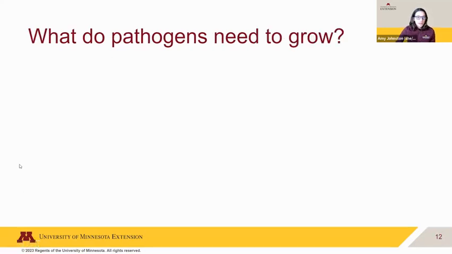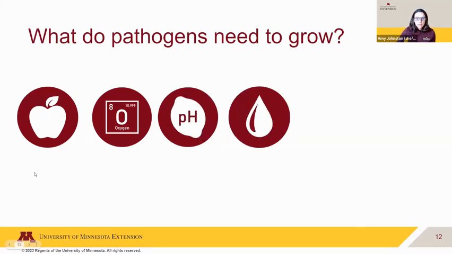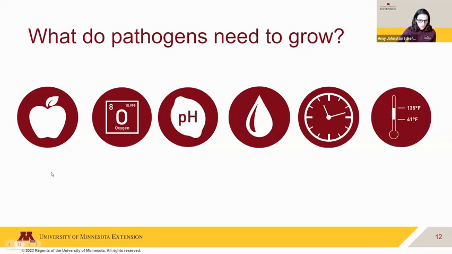So there are 6 factors that impact how pathogens grow. These are food, oxygen, pH or acidity, moisture or water activity, time, and temperature. So over the next several minutes, we'll talk about how each of these factors can promote or deter pathogen growth and strategies you can use to prevent the growth.